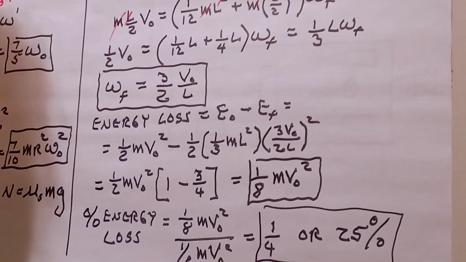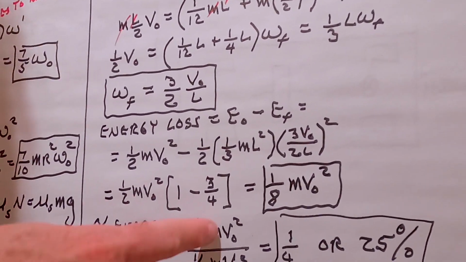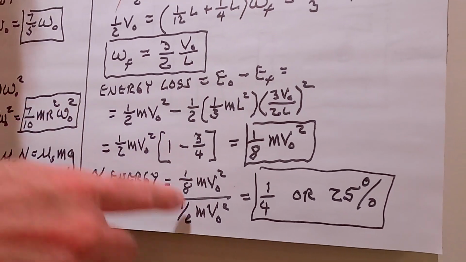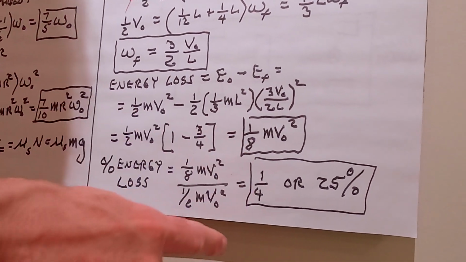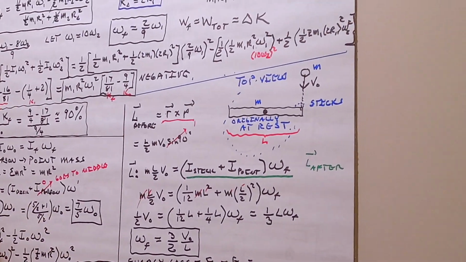Or if I wanted to get the fractional energy loss, you divide it by what you had at the beginning, and the m v naught squared drops out. The 1/8 over 1/2 is 1/4, or you lost 25% of your energy when this thing hit right here.